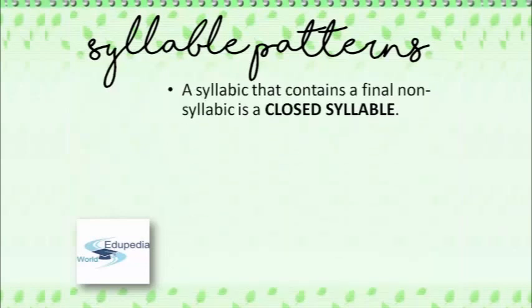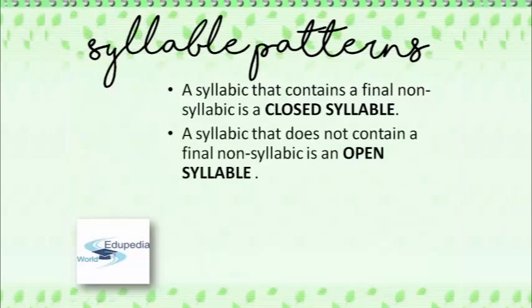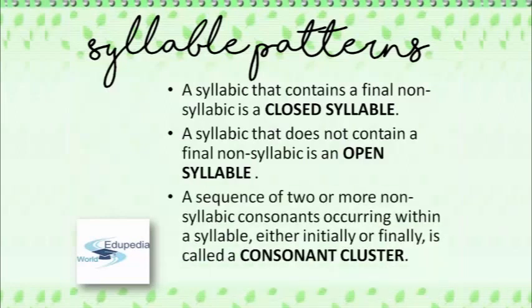A syllable that contains a final non-syllabic is a closed syllable. A syllable that does not contain a final non-syllabic is an open syllable. A sequence of two or more non-syllabic consonants occurring within a syllable, either initially or finally, is called a consonant cluster.